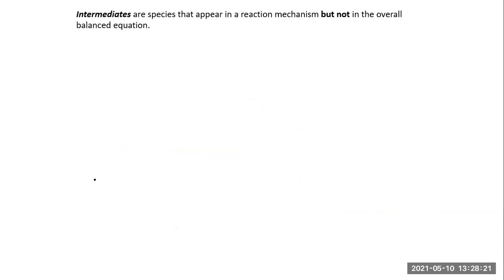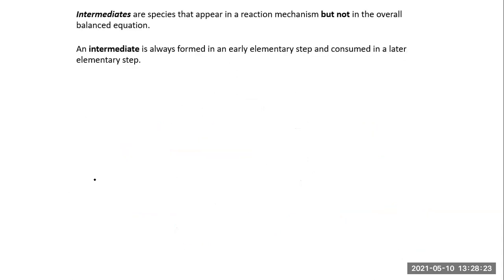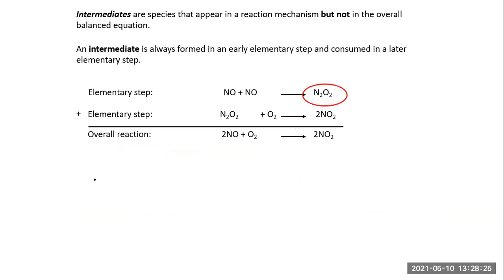And that's an important distinction for what makes something an intermediate. An intermediate is something that, again, gets made early on in a mechanism, but the key part is that an intermediate cannot be found in the overall reaction. So it does need to get used up in a later step. In order for something to qualify as an intermediate, we need to make it, and then we need to completely use it up by the time the reaction is done.